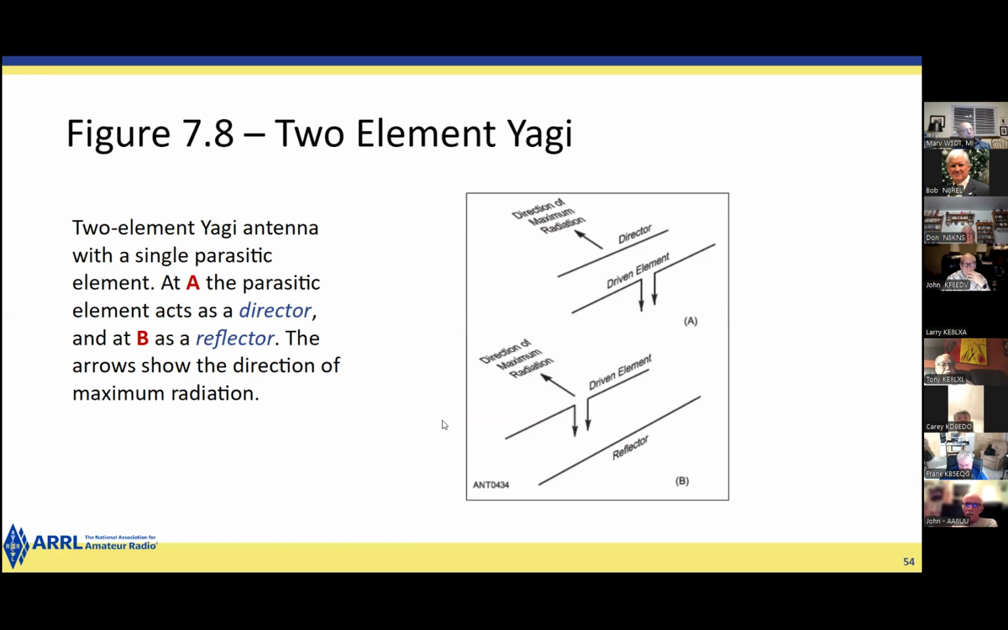But like Marv said, it doesn't completely stop it. It just reduces the gain in that direction. Right. And there are all kinds of variations of this. This is a simplistic explanation of it. The actual antennas that you're going to see out there are completely different than what this shows.